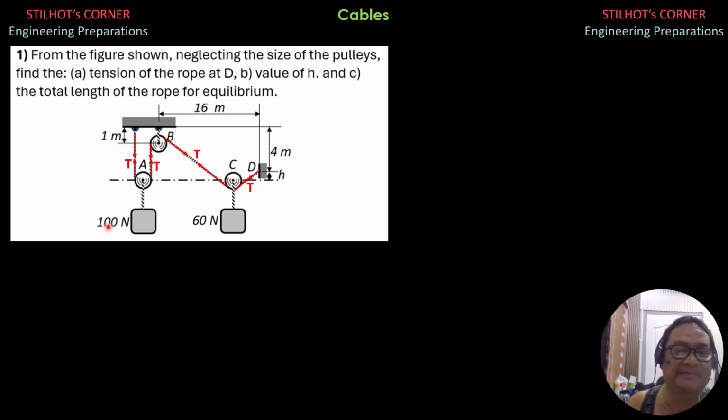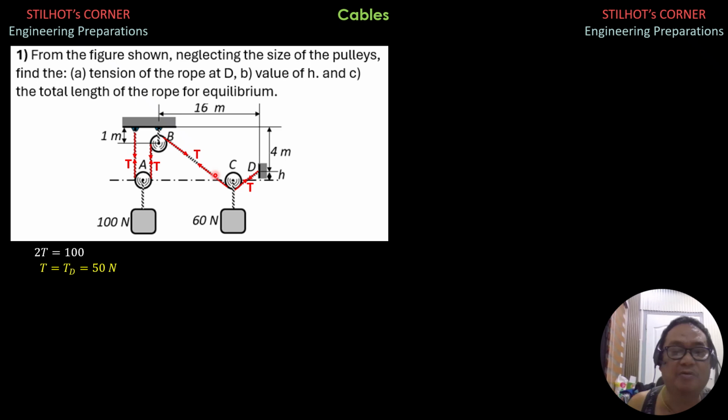From this free body diagram at A, summation of forces in Y equals 0, then we have 2T equals 100. So from there, T, which is equal to T sub D, equals 50 newtons. So see, it's easy. Because at C, the tension is the same on both sides of the pulley, of course, they should be the same.